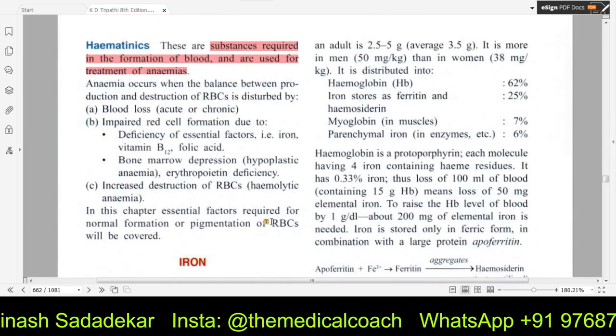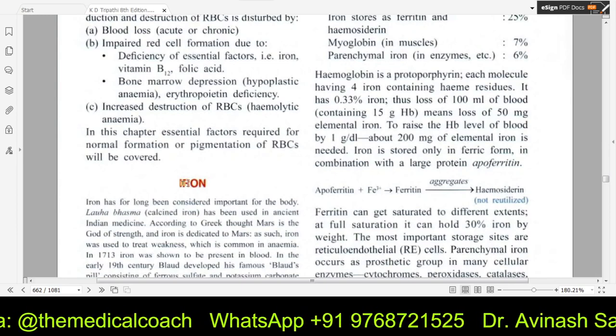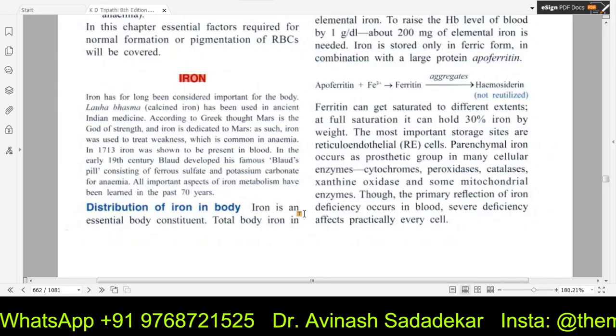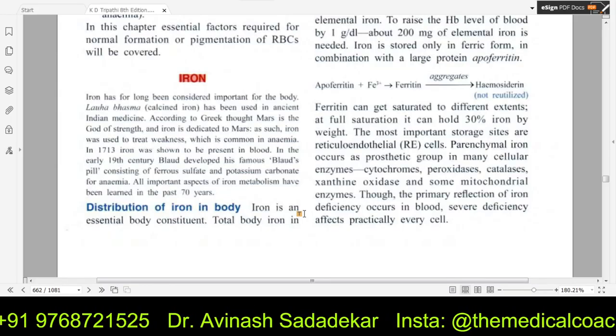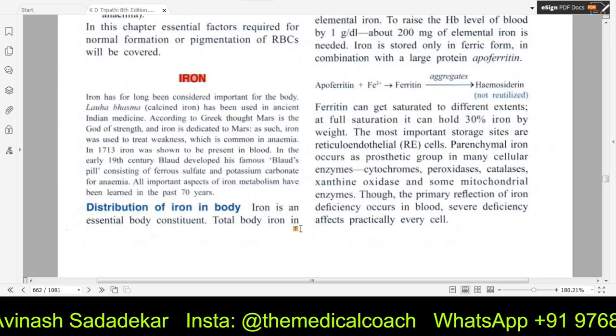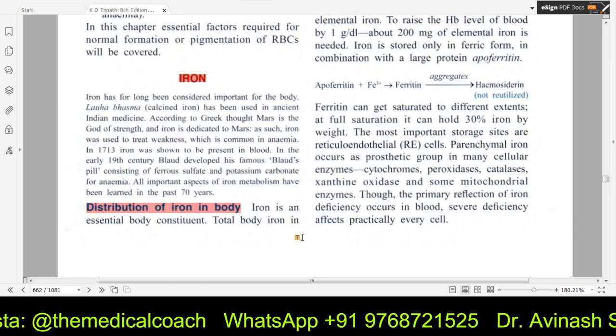Now, the main drug that you have to do from this chapter is iron. Certain things I'll tell you for your information sake. Certain things are from exam perspective. Like for example, the distribution of iron in the human body. You need to know this.